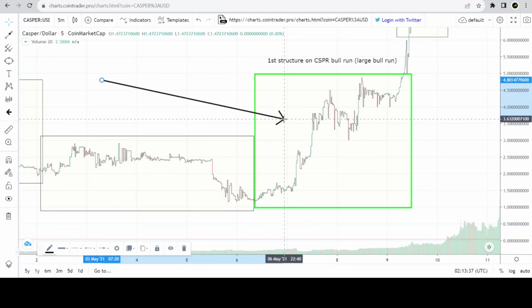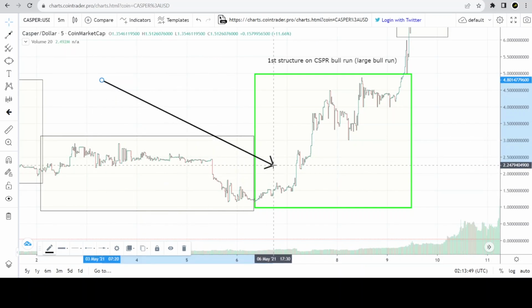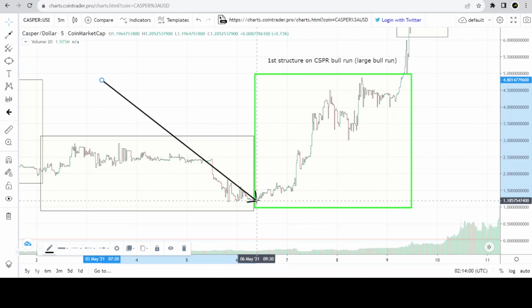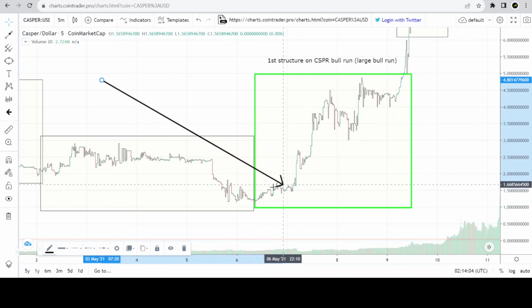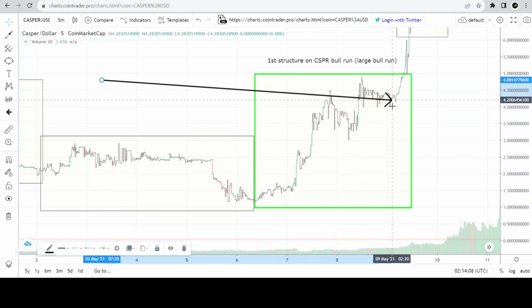So here we are back at the large bull run. This is the very beginning part. Here is that bounce that we were just examining. Now I am on a 5-minute candle. That is the most I can zoom in on CoinTrader Pro. Now there are 3 parts to this structure. I'm going to call them levels. You can call them waves. So here is level 1 right here. Here is level 2, and here is level 3.